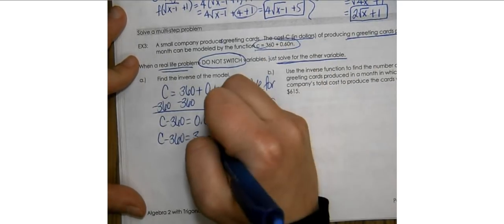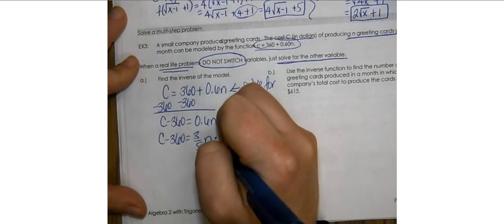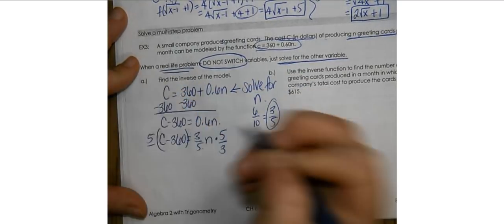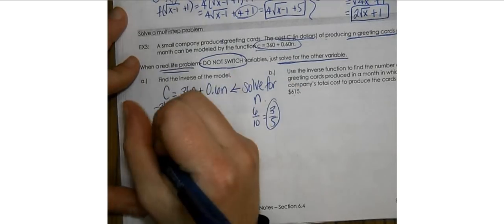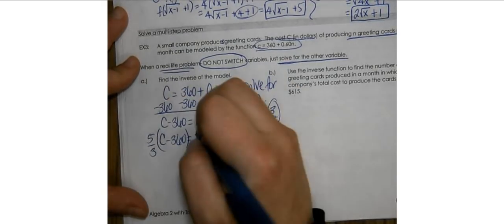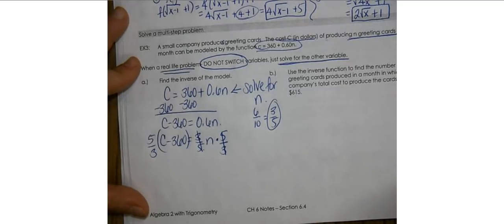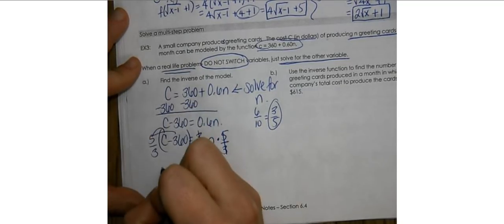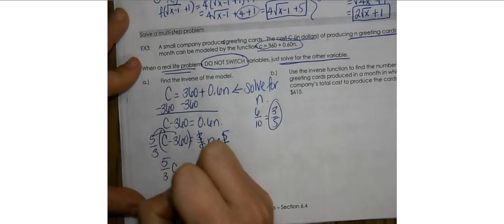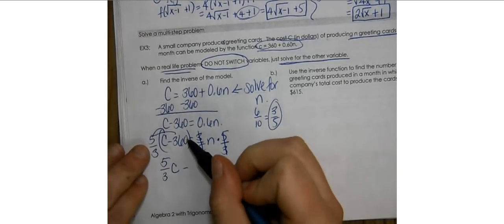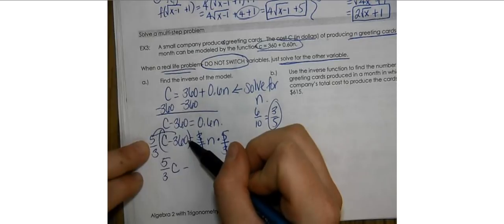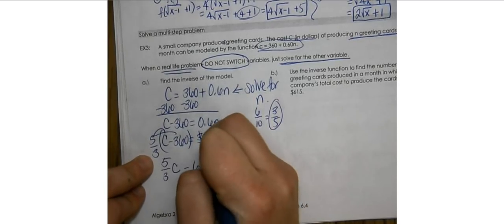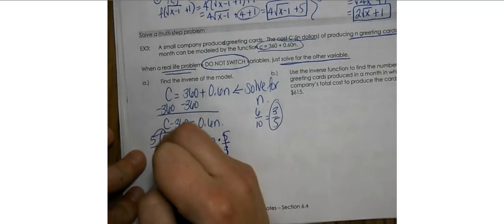So now I'm going to get rid of that fraction by multiplying both sides by the reciprocal. And I'm going to make sure I use parentheses because I'm multiplying both entire sides by the reciprocal. The 3/5 and the 5/3 cancel away, and we're left with, if I distribute to each term, 5/3 C minus 5/3 times 360, and if you take that number and divide it by 3, you'll end up with 600. So that's going to be equal to n.